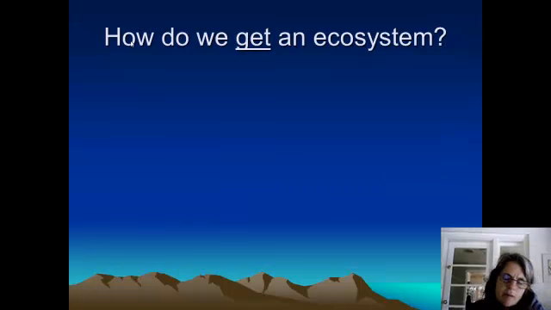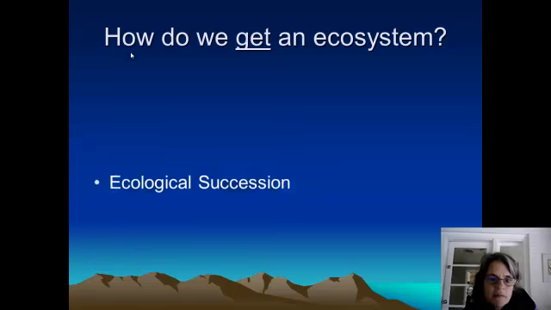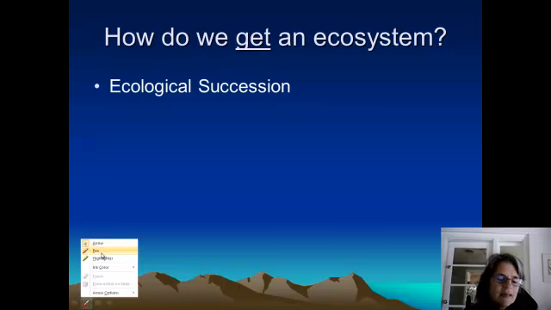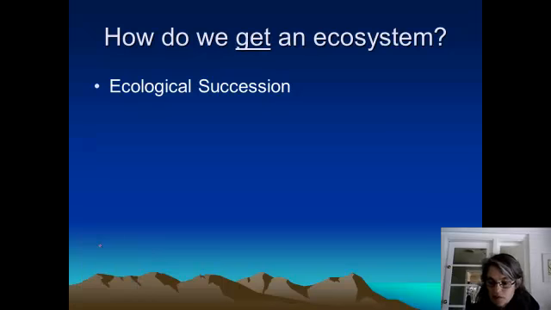In this part, we're going to be focusing on the question of how do we get an ecosystem in the first place? How did we end up with this temperate deciduous forest ecosystem that we live in here in Central Virginia, for example? The process in which we would get such an ecosystem is called ecological succession, and it is a stepwise process that would take many, many years to complete itself.